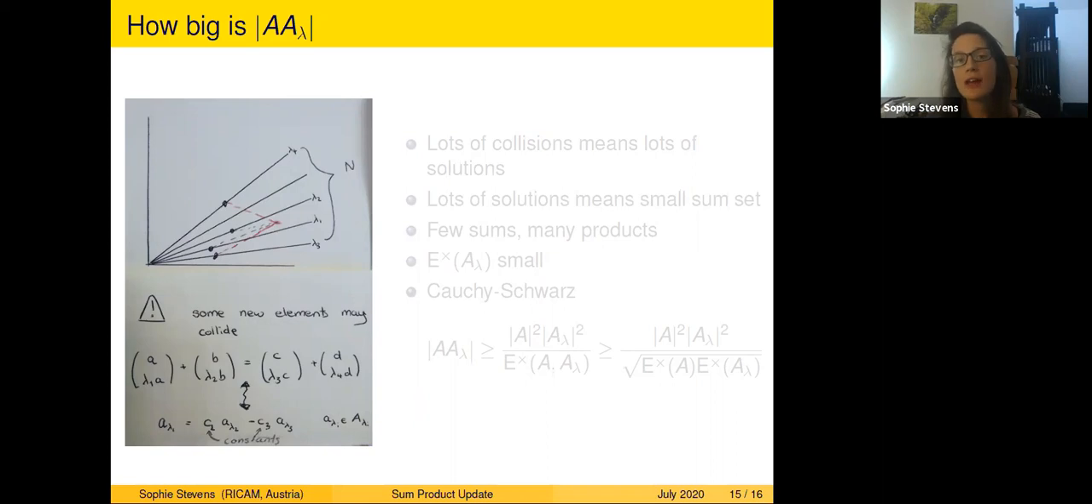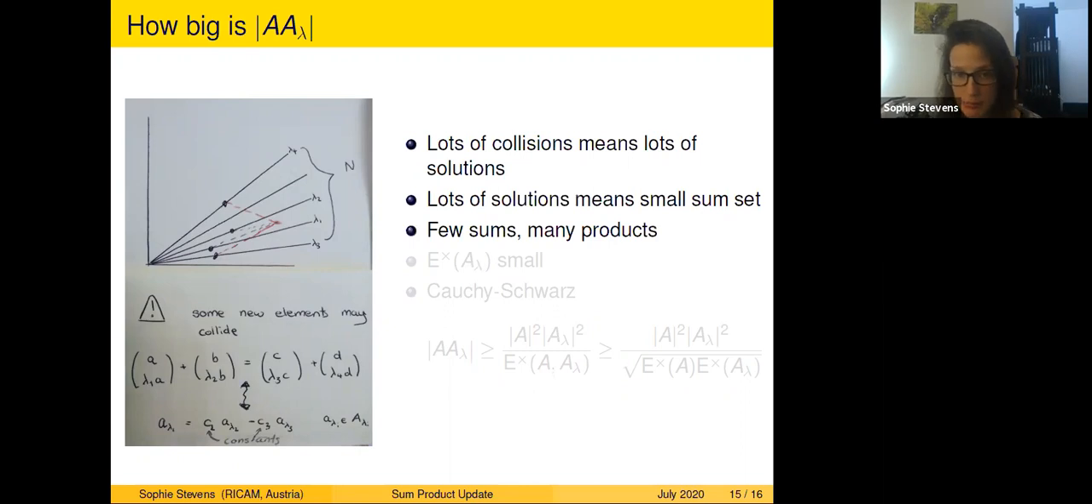So we're going to choose n so that we've got lots and lots of collisions, and n's a parameter, remember, so we can do that. So if we've got lots of collisions, that's saying we've got lots of solutions to this equation. So we've got lots of solutions to this additive equation. And in fact, this is actually the form that we need to get a few sums, many products type result. And this is maybe, I guess, classical, a result of Elekes and Ruzsa, which we can use as a black box, or we can, again, reprove it in an elementary method for our purposes. And what the result of this is saying is that the multiplicative energy of A lambda is small.